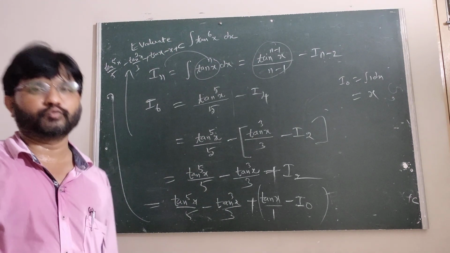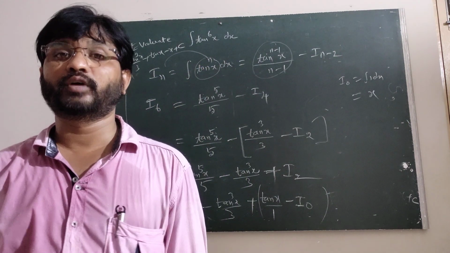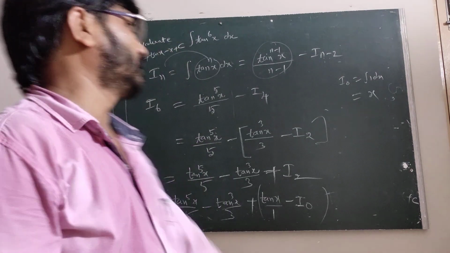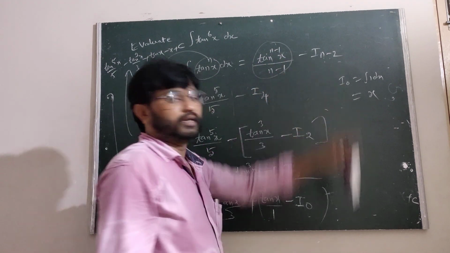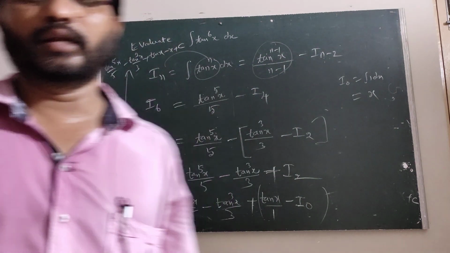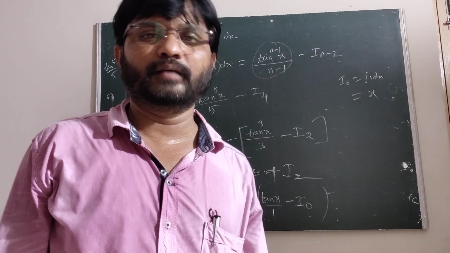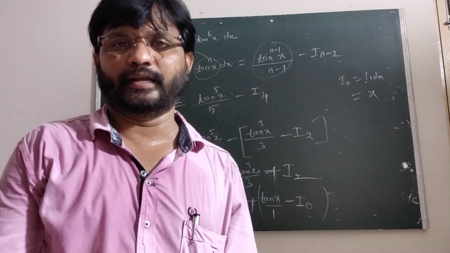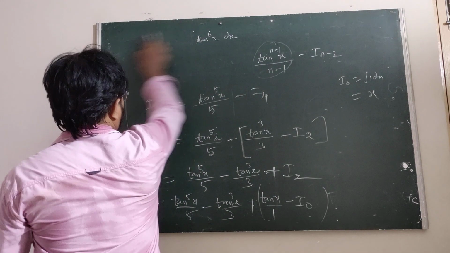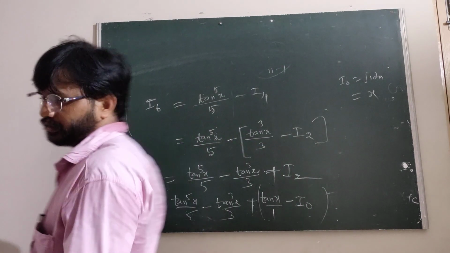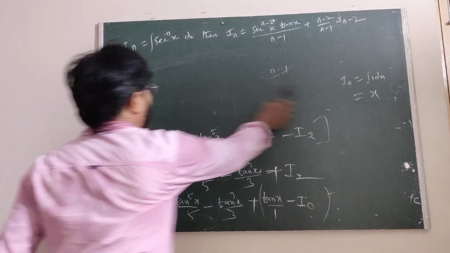Now similarly we can prove the integral of cot power nx dx is minus cot power n minus 1 x upon n minus 1, minus I n minus 2. Now the next one is the integral of secant power n and cosecant power n. Now we are going to discuss the integral of secant power nx dx.